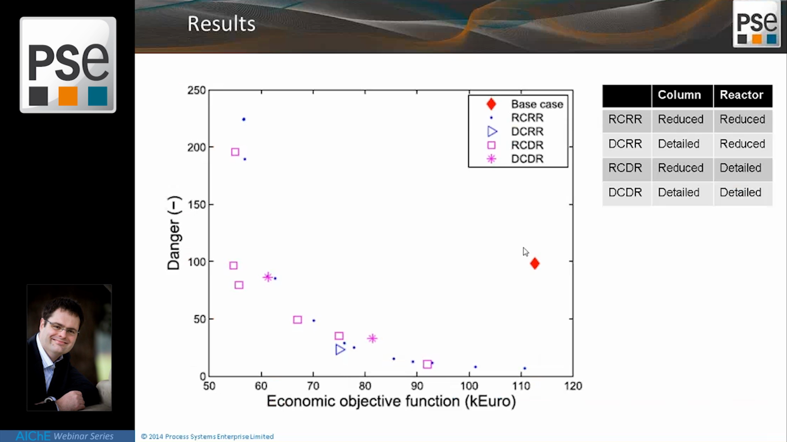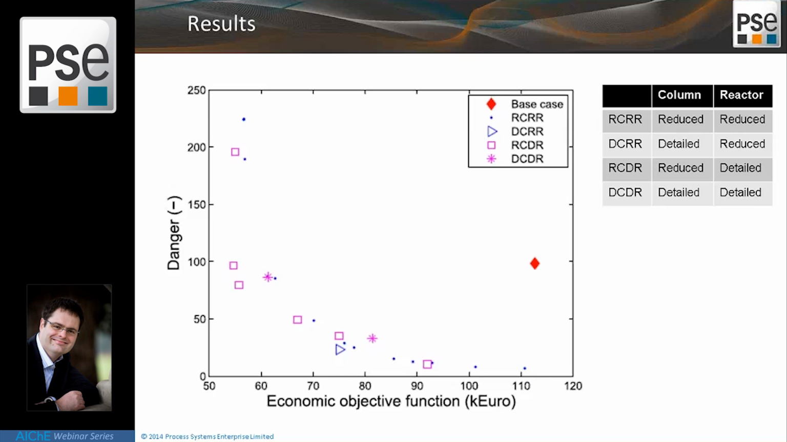And the first thing to note is that the base case was set by two industry experts on startup. They defined that process, and that resulted in this point. As you can see, for the same level of danger, we could have saved a lot of money, or for the same money, we could have been much safer. And what we typically see is during startup, people tend to be very cautious and think they need to do things slowly, but that can actually lead to dangerous situations. And that is something we typically saw here.